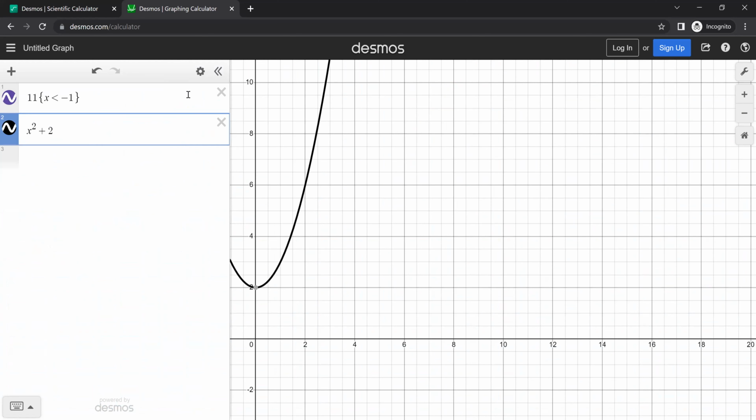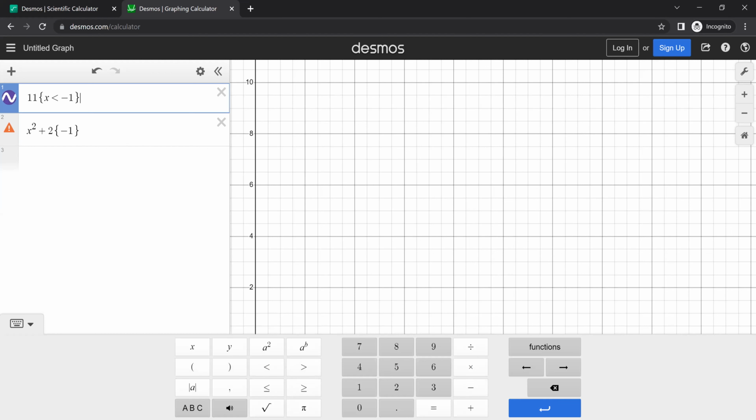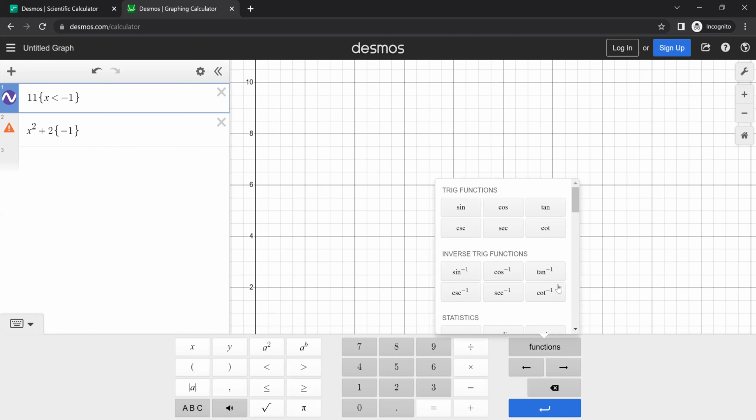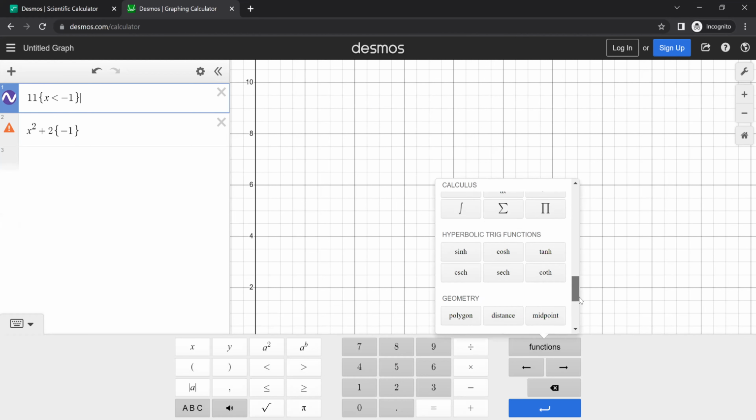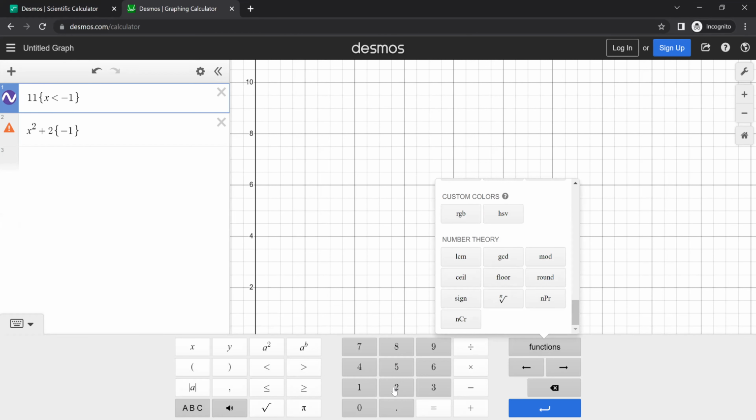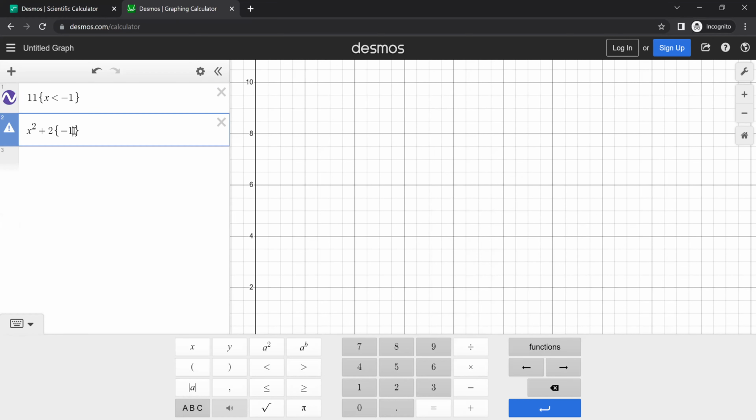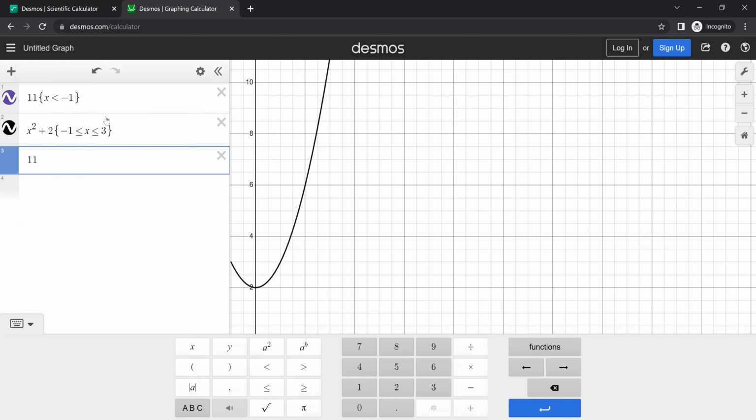Just to pause really quick, how you enter the 11 if x is less than -1 is with those fancy brackets. Curly braces, yeah. I'm doing it from the keyboard, but it's all here, I think. And like anything else, if you aren't sure, you Google search whatever you're trying to do. So: less than or equal to x, less than or equal to 3, and then 11 if x is greater than 3.